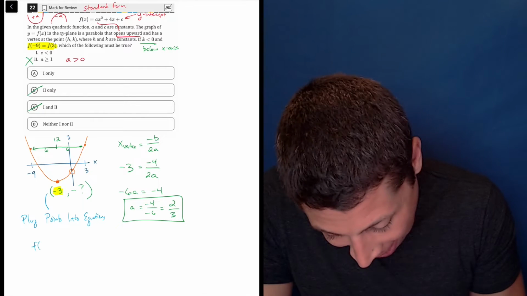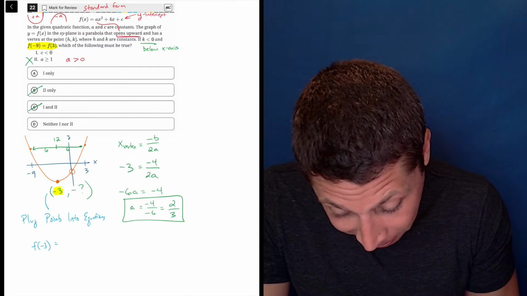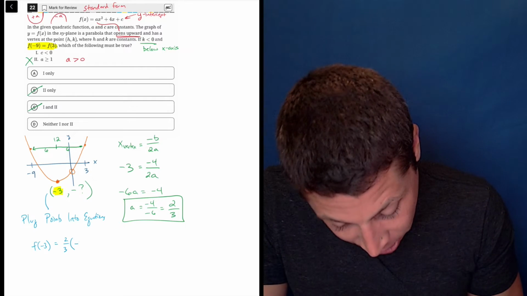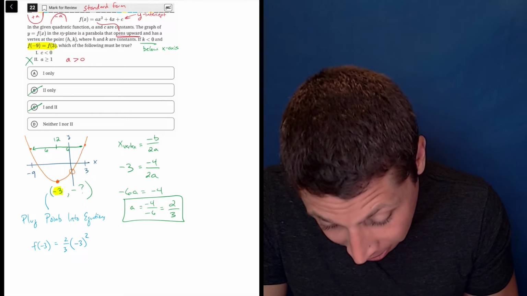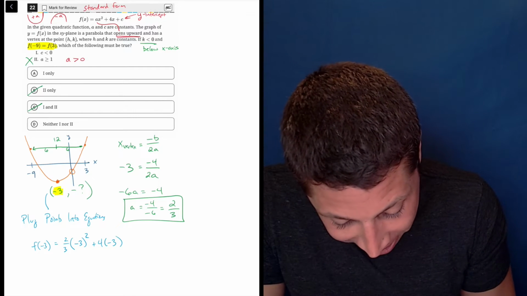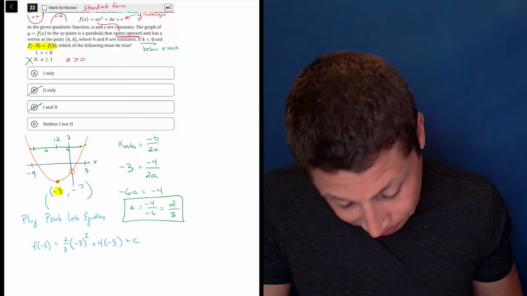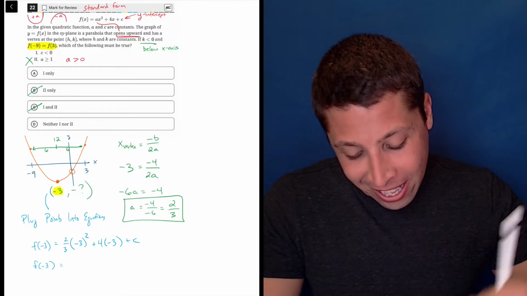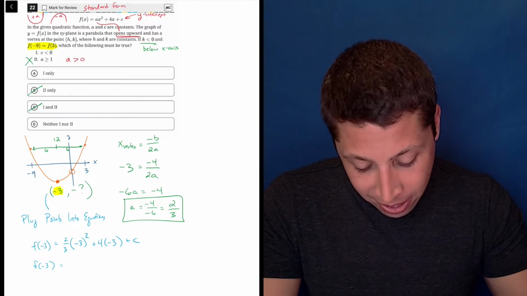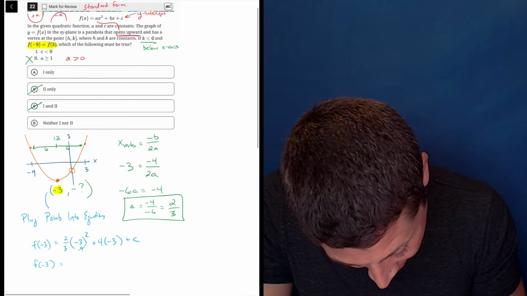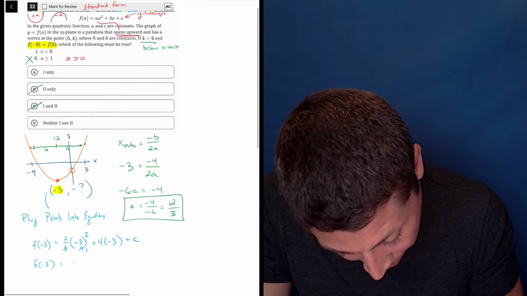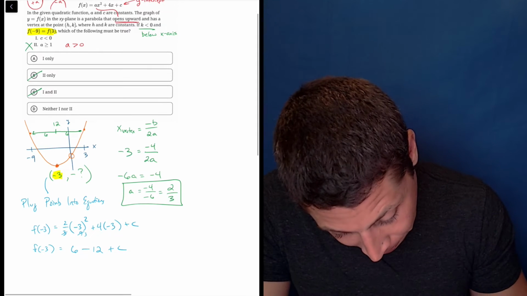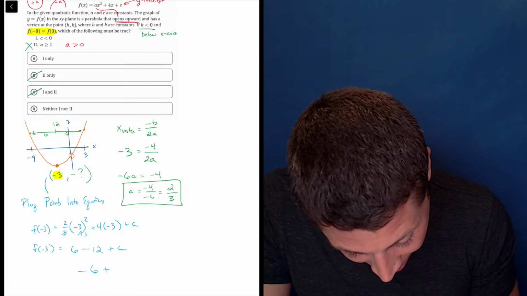So we can do f of -3 is equal to, now we just said that a is 2/3, so x is -3 squared plus 4 times -3 plus c. So let's just simplify this. It's gonna be still a little confusing. -3 squared is 9. 9 times 2/3, so this is 9. The 9 will cancel with the 3, become another 3, so this should be 6 minus 12 plus c. So that is -6 plus c.